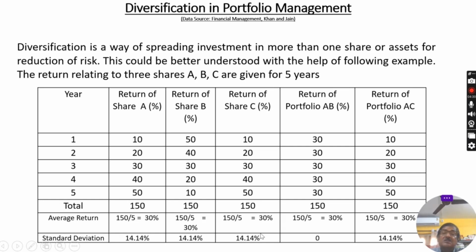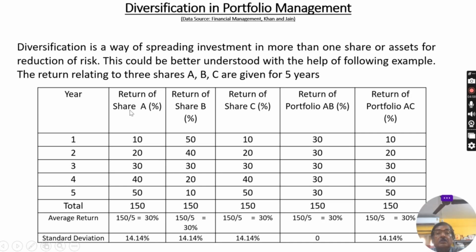Now the question has come for diversification. How can I reduce the risk but keep the returns the same? For that we have to discuss the last column, where the portfolio AB is shown. This is the column for portfolio AB.